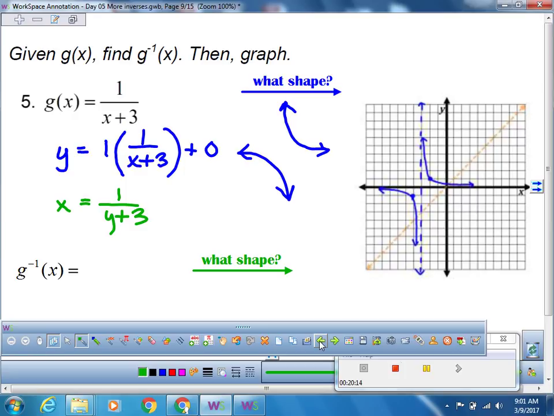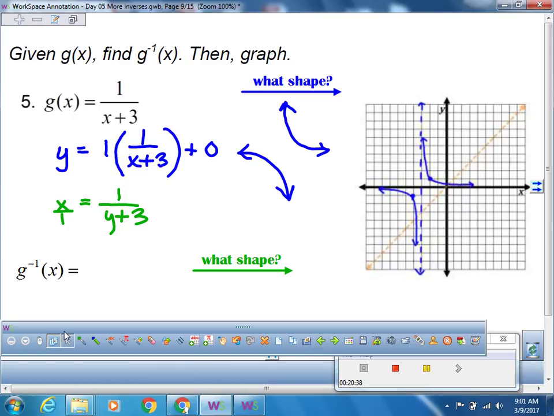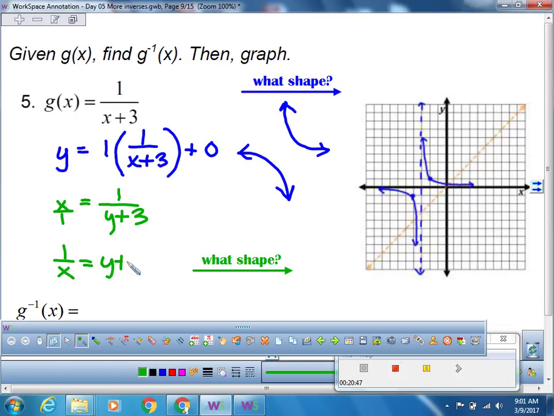So that's a nice, easy way to switch this. So this is x over 1, right? So I'm going to switch this, take the inverse, which is 1 over x. So this is going to be 1 over x equals y plus 3. Correct? And now I just have to move the 3 over, subtract the 3. Right? Because this would be y plus 3 over 1.